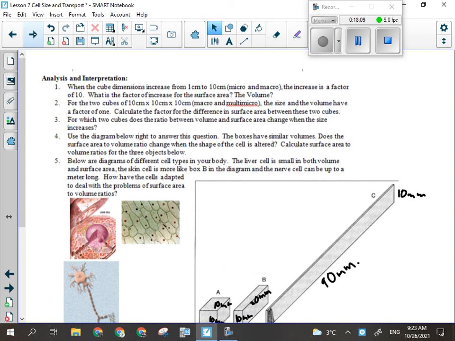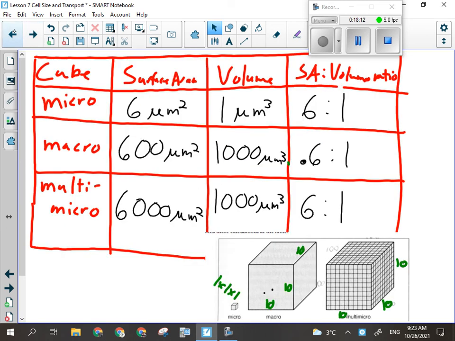Now for number 3, looking at these 3 cells, when each of these cells gets bigger, it's asking for which of them would the surface area to volume ratio change? So if micro gets bigger, it becomes macro, right? Would its surface area to volume ratio change? Yes. If macro gets bigger, will its surface area to volume ratio change? Yes. If multi-micro gets bigger, will its surface area to volume ratio change?